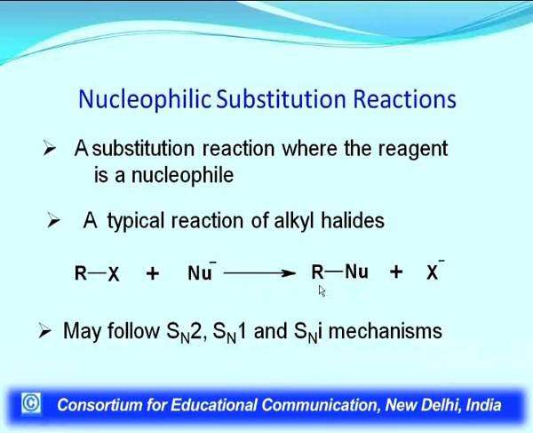There are 3 possible mechanisms which have been observed for this reaction in different types of alkyl halides having different types of substituents, and they are named SN2, SN1 and SNi. We will take up these mechanisms and understand what are the factors which play a role in a particular mechanism.